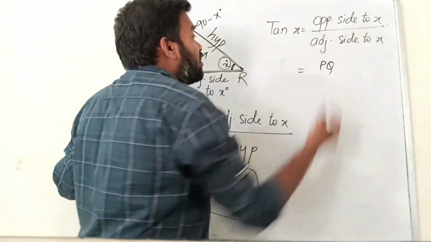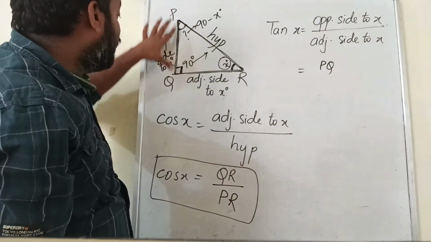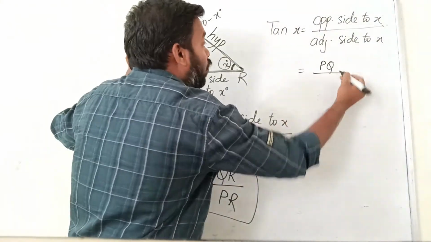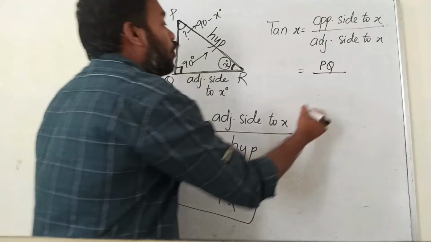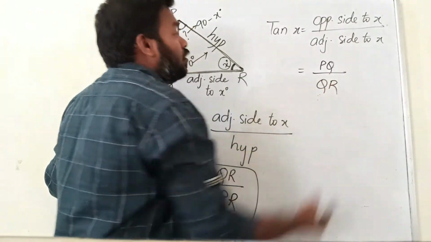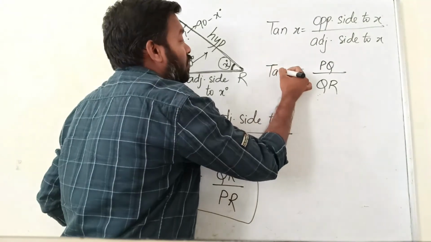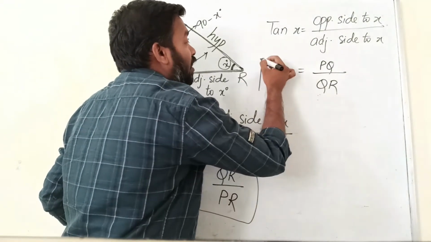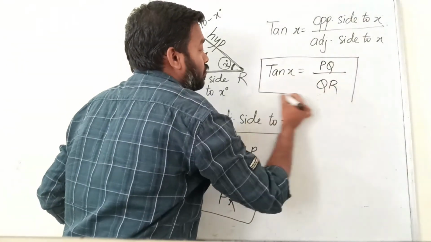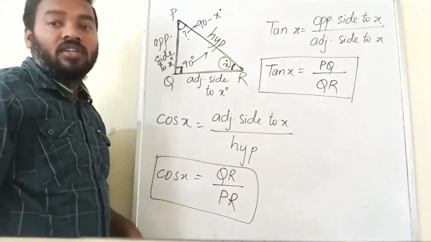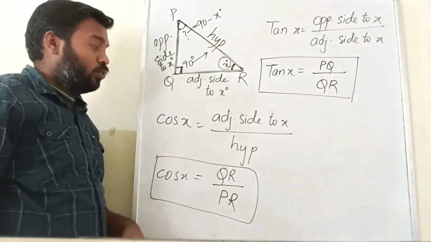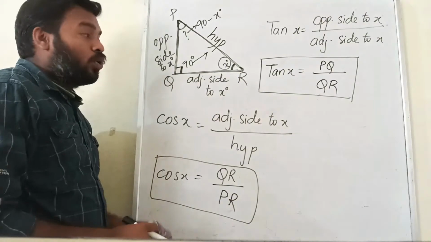In place of opposite side to x, which we have determined, that is PQ, we are taking that by what is adjacent side to x? QR. So PQ by QR is tan x. This is the third trigonometric ratio. Next we shall go for cosecant x.